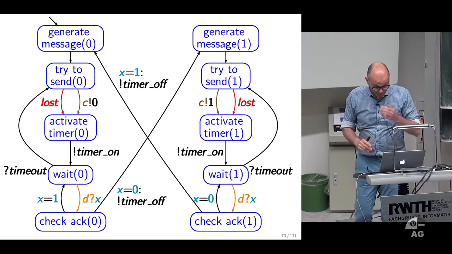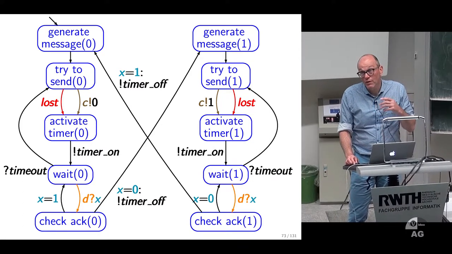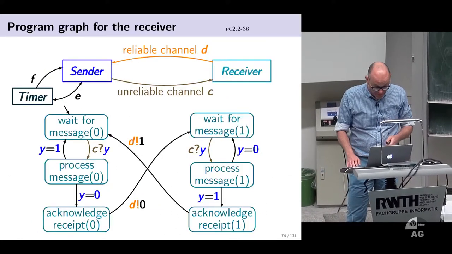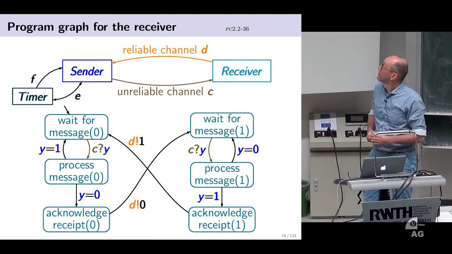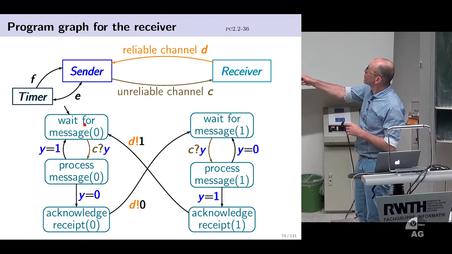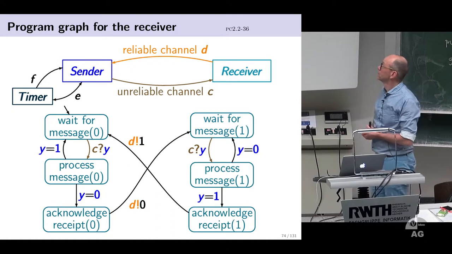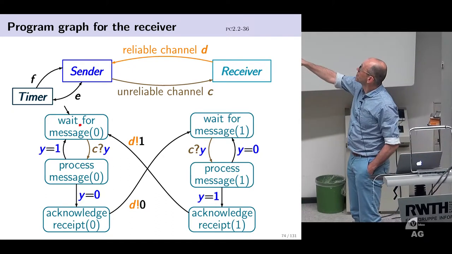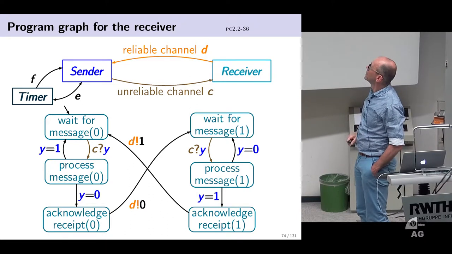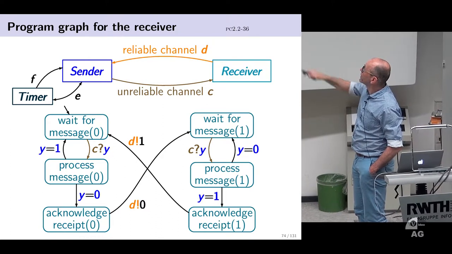Okay? So what did we see? We saw a timer, a sender, and now what is left is the receiver. So the receiver is modeled here. The receiver is similar to the sender, symmetric. It waits for a message with bit 0, or it waits for a message of bit 1. This process is simply waiting for a message to receive via C, and it stores it in the local variable y.